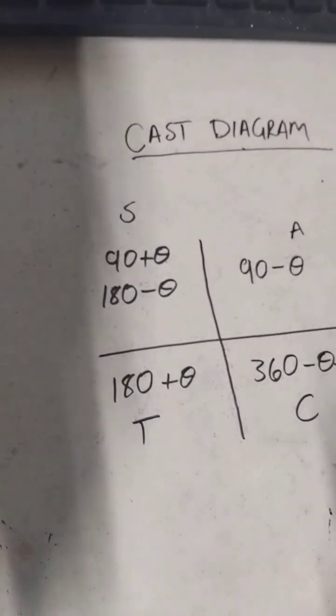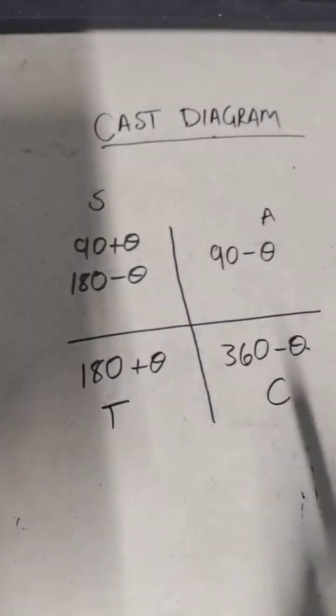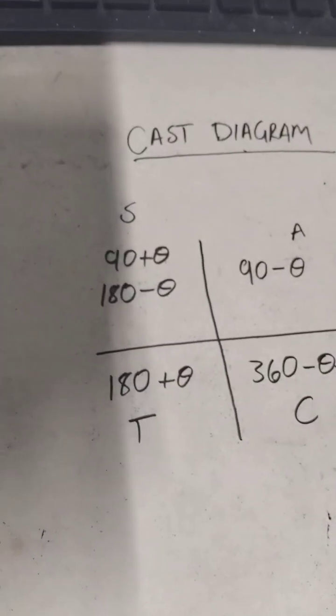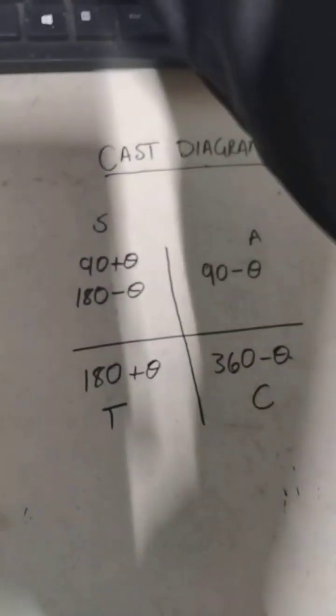Sine is the only positive trig ratio. Okay, correct. Sine is positive. Sine is positive in the second quadrant.